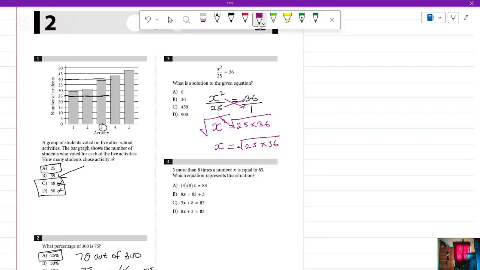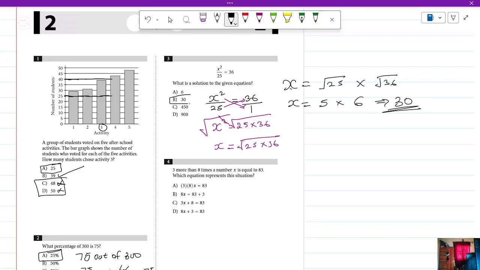Now, if I don't want to be wasting my time using a calculator to solve this, I can just say x is the square root of 25 times the square root of what? 36. This is only allowed when it is multiplication. If it is addition, it is not allowed, right? So your x is going to be 5 multiplied by 6, which will be what? 30. And that is the final answer to that, which is B in this case.